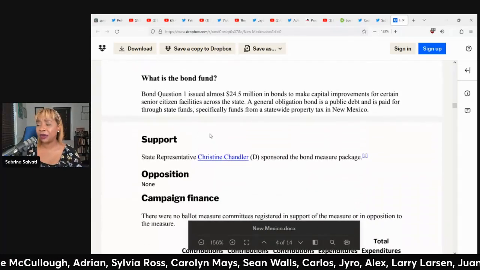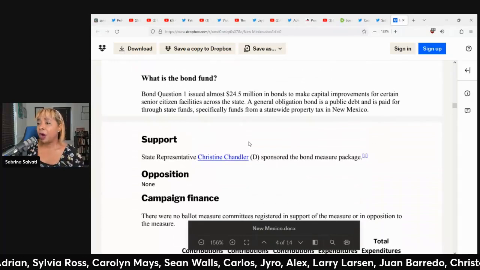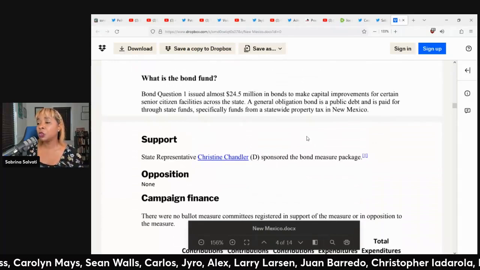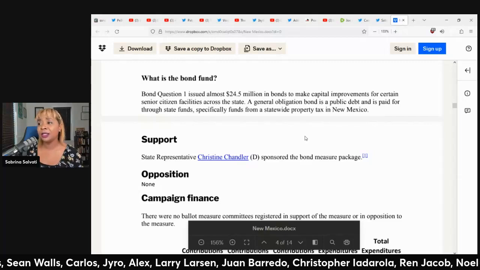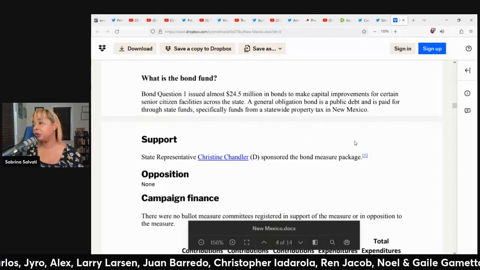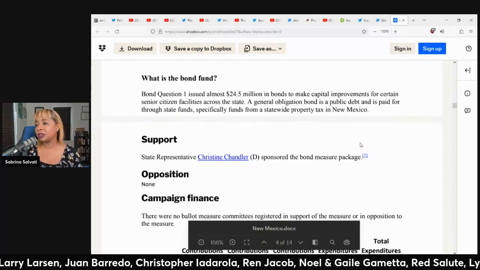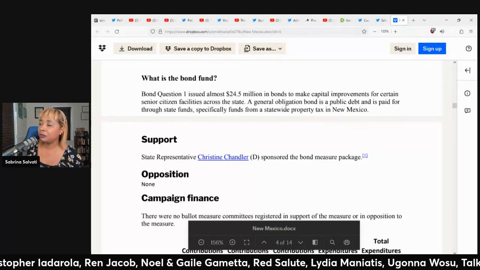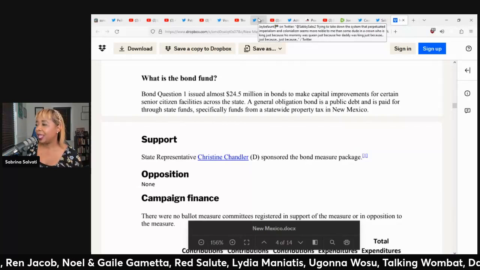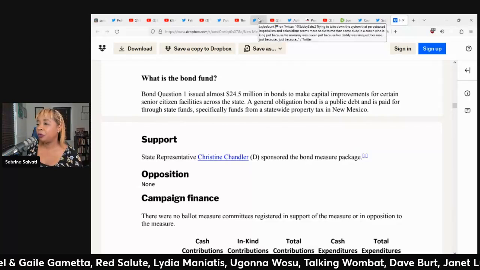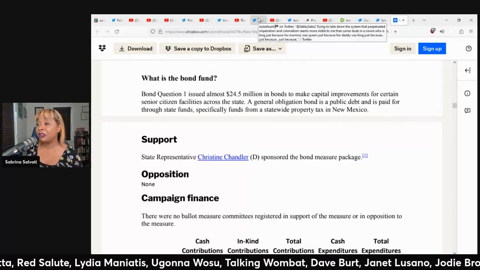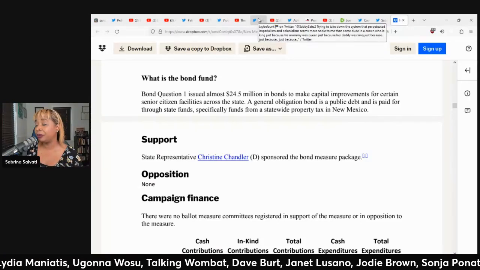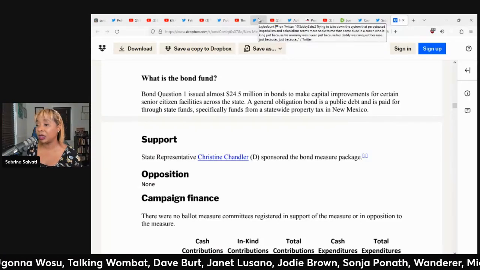So what is the bond fund? Bond question 1 issued almost 24.5 million in bonds to make capital improvements for certain senior citizen facilities across the state. A general obligation bond is a public debt and is paid for through state funds, specifically funds from a statewide property tax in New Mexico.